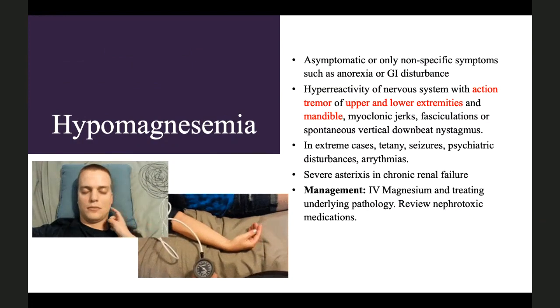In hypomagnesemia that occurs due to chronic renal failure, we can also see severe asterixis. And then management consists of IV magnesium supplementation and treatment of the underlying pathology.